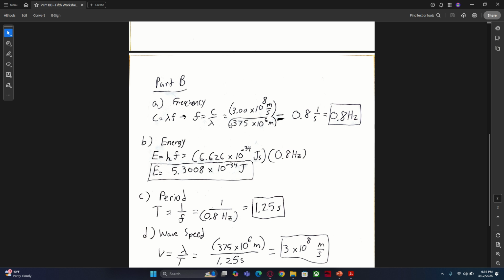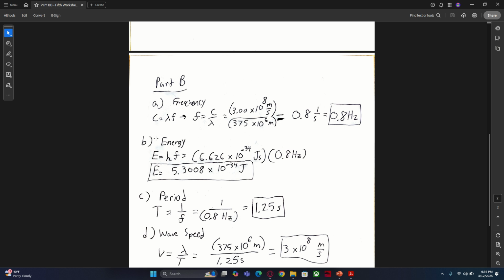This value divided by that value gets us 0.8. So 0.8 inverse seconds. When we're talking about frequency, we change 1 over seconds to the unit hertz. Hertz are just inverse seconds, but that's the unit that we're going to call the unit of frequency. So 0.8 Hz. And that's the frequency.